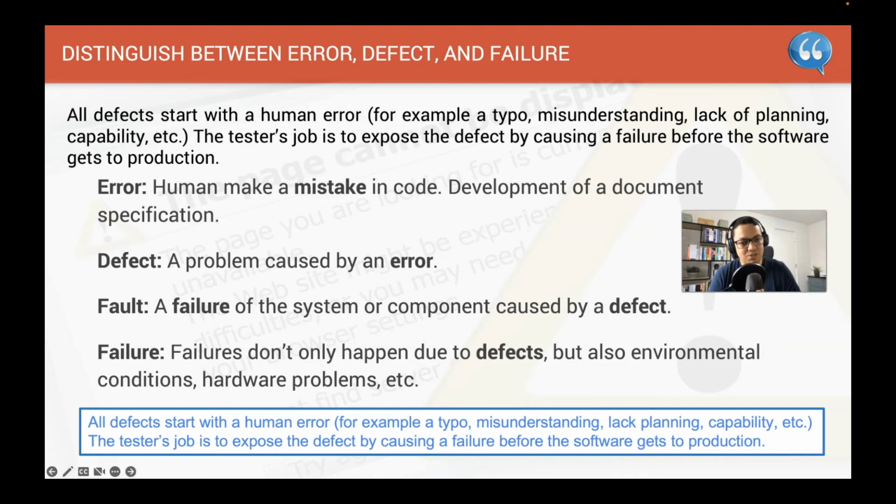The tester's job is just to expose the defect by causing a failure. So you deliberately go and try to cause failures on a system to expose the error. Okay, does that make sense? Before it goes to production.